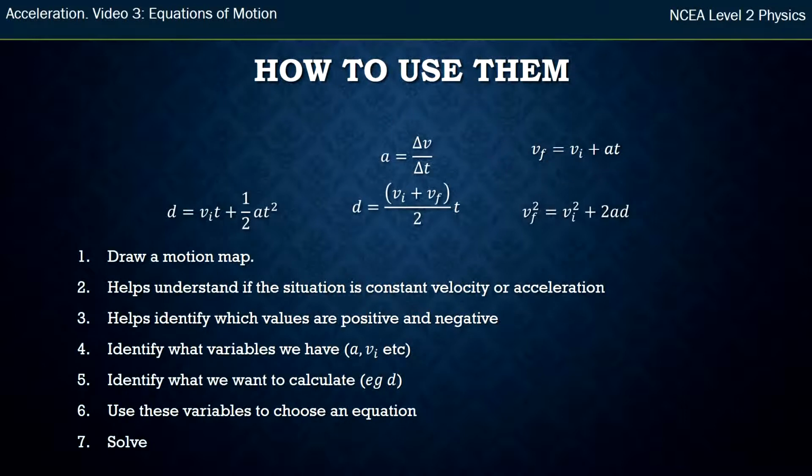So how do I use them? The first thing you do, what we've been doing all along, is draw a motion map, and this will help you understand the situation's constant velocity or acceleration, to know if you're using the constant velocity formula or one of these acceleration equations. The motion map also helps you decide if things are positive or negative. Once we've done the motion map, we can identify what variables we have, for example, acceleration or initial velocity, and then also identify what we want to calculate. Once we've done that, we can pick the equation that's most appropriate and finally solve it.